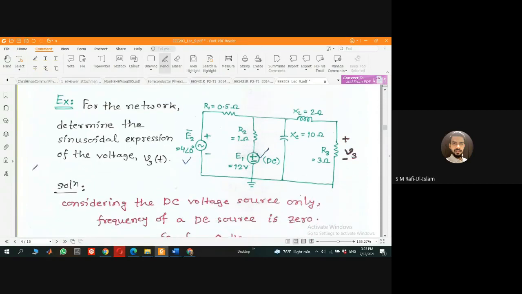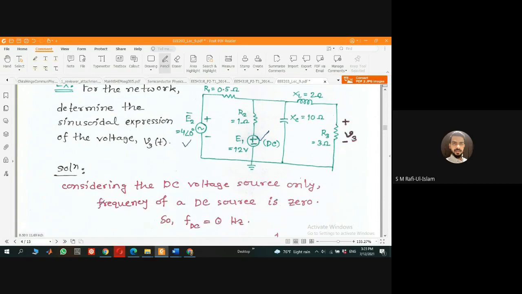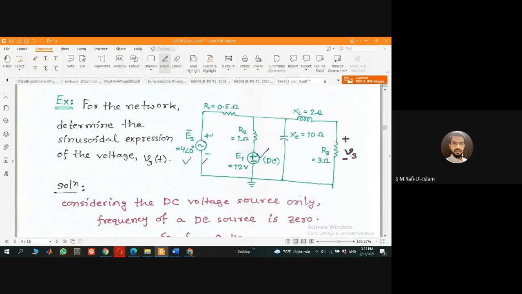So if this is the case, think about this. We have a hybrid system, meaning a DC source as well as an AC source. First we will consider the DC source only. If I have a DC source, we will make the other one short. That E2 will be short. Now I can answer your question. What is the frequency of this source?